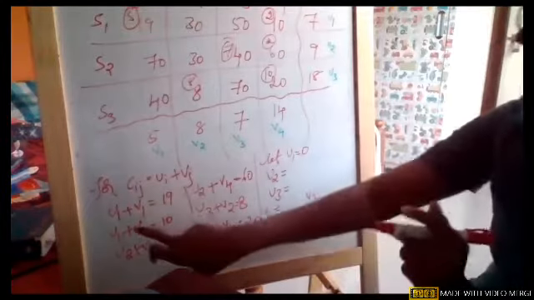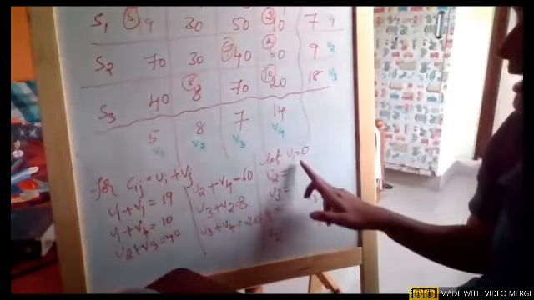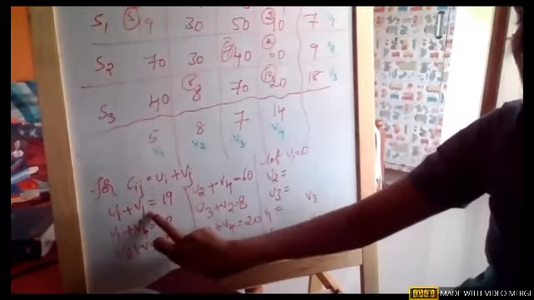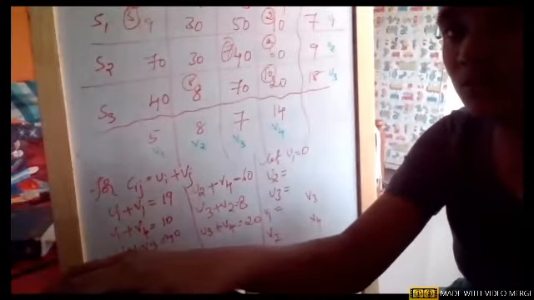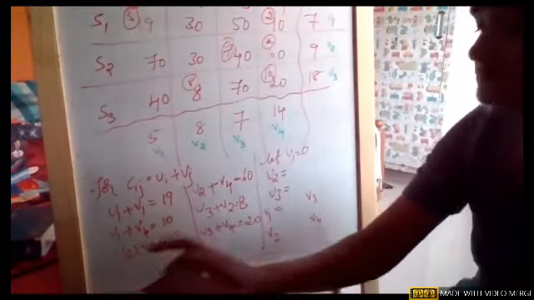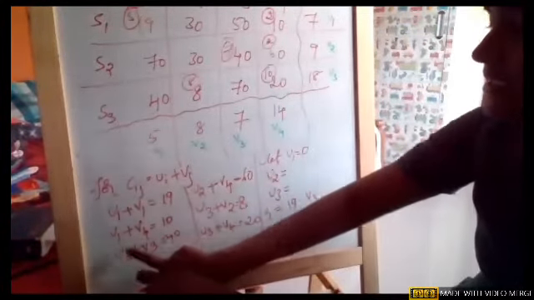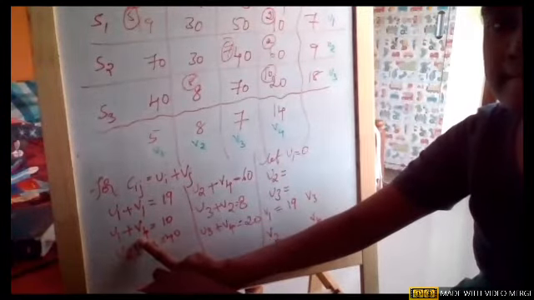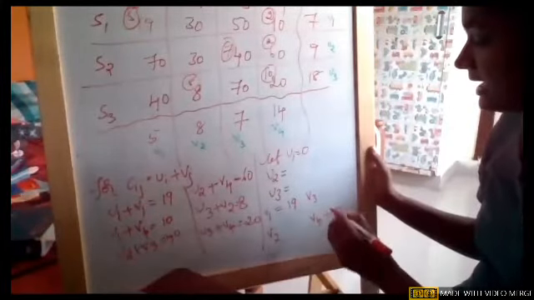Now just pay attention. If you can see the board properly, I assumed U1 is equal to 0. If U1 is equal to 0, what is V1? It is 19, ma'am. So I'm making V1 as 19. If U1 is equal to 0, what is V4? 10, ma'am. Yes, that is how we are going to derive values.